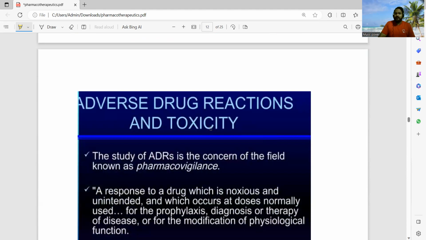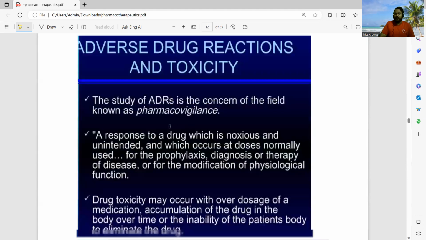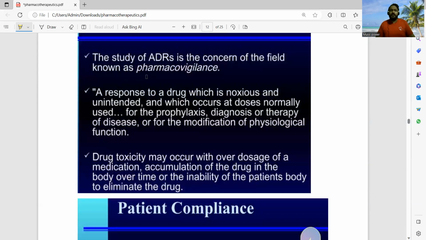Now, what is adverse drug reaction and toxicity of a drug? The study of ADR is the concern of the field of pharmacovigilance. When the drug is at the fourth phase, the drug is in the market, but it is still observed by the pharmacovigilance team of the companies. An ADR is a response to a drug which is noxious or unintended and which occurs at the dose normally used for the prophylaxis, diagnosis, and therapy of disease, or for the modification of physiological condition.